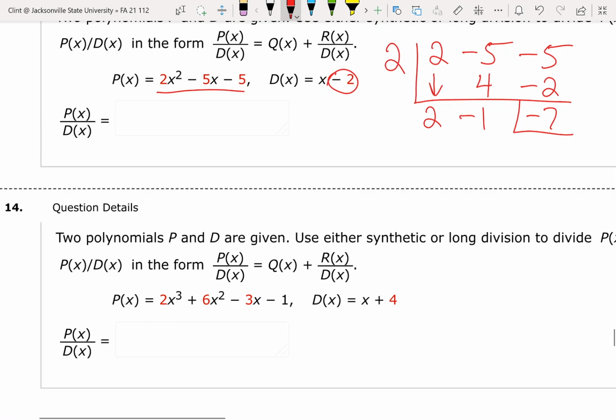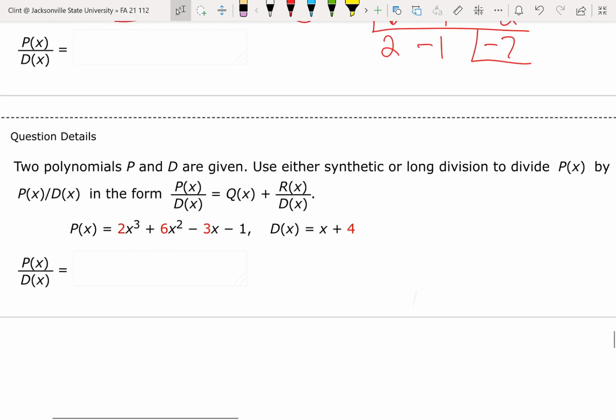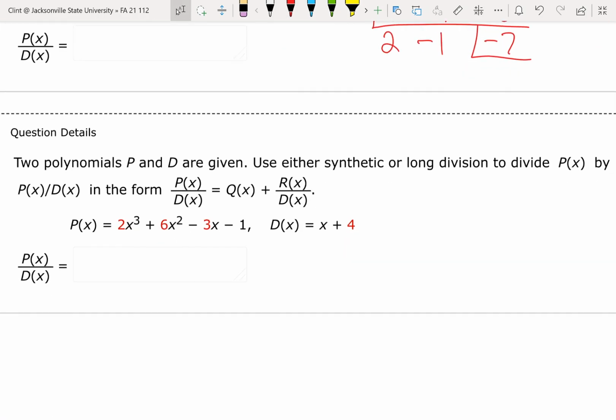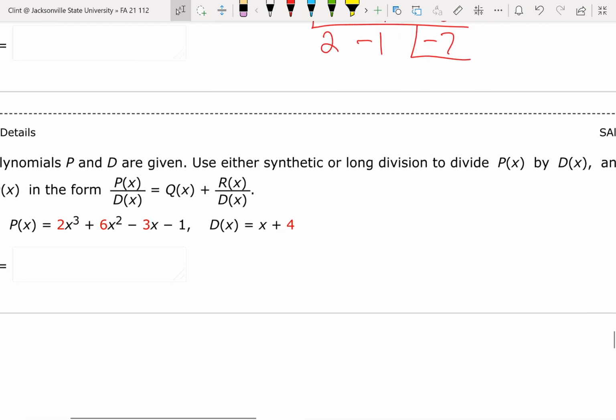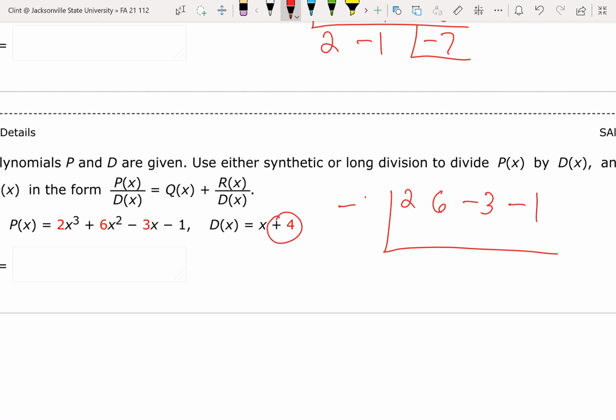Number 14. Same type of problem, just a little bit longer. And I'm not missing any powers of x. Coefficients are 2, 6, -3, -1. Because this is plus 4, I'll put -4 out front. Bring down the first coefficient here.